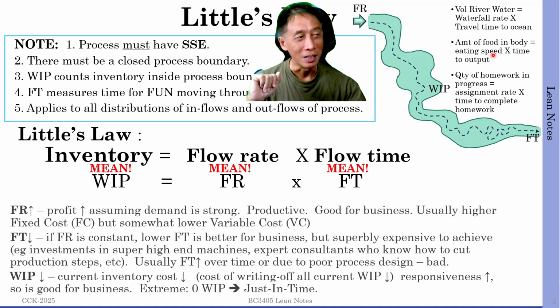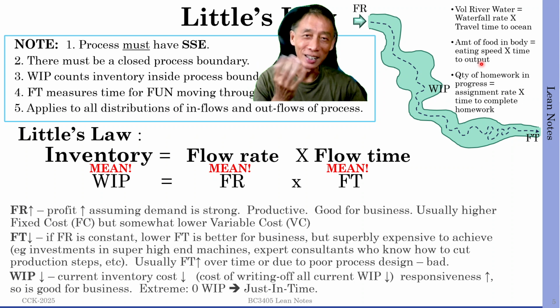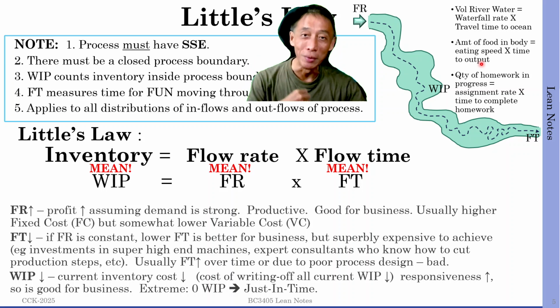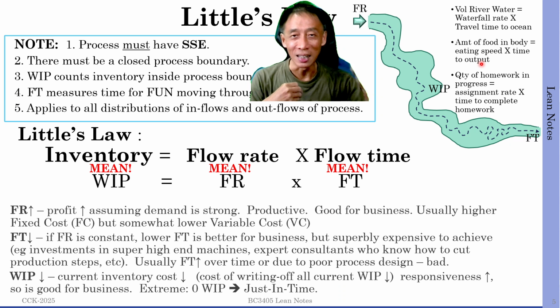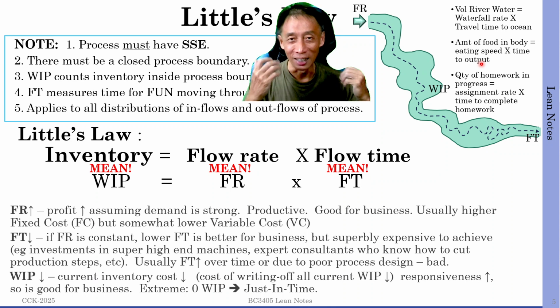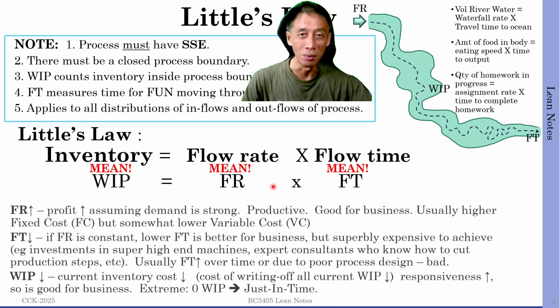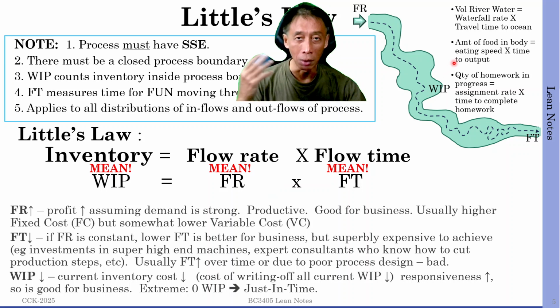We'll just take the eating speed, how many kilograms per minute or per hour you eat, times the time to output. So you might have eaten iodine-tagged food or whatnot. The moment you start chewing, we start the stopwatch, and when it gets excreted from your body, we stop. Then we can do a multiplication applying Little's law. Your body is the Little's law boundary, so it will give you the inventory of food in kilograms.